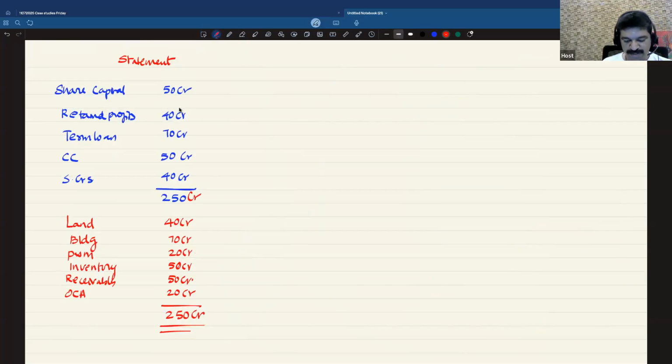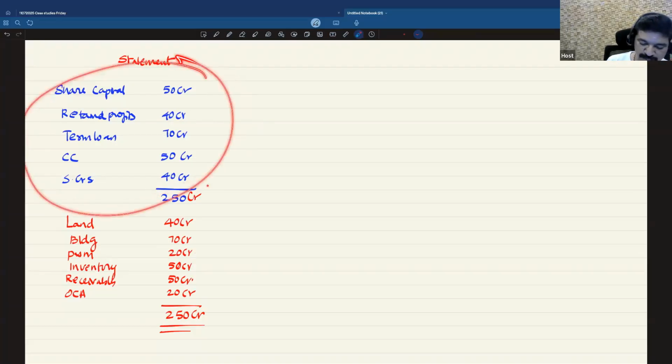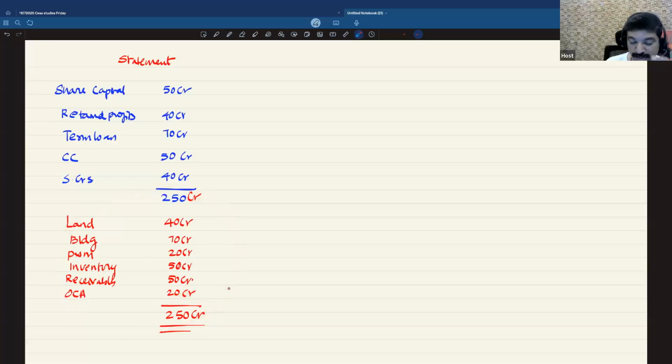Here, funds have come from multiple sources and funds have been used for multiple uses. What we have done is we have put all the eggs into one basket. We have put all the funds together and we are saying 250 crore had come, and all the funds have been utilized. But that's not the right approach if you want to really do an effective fund flow analysis.